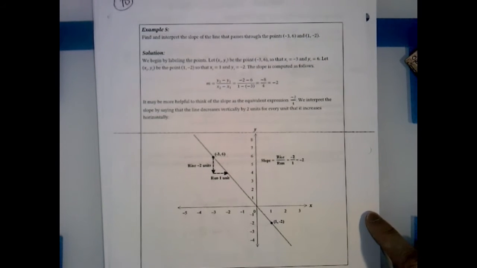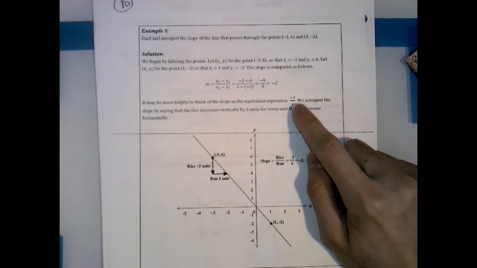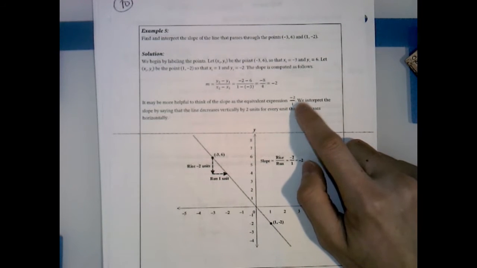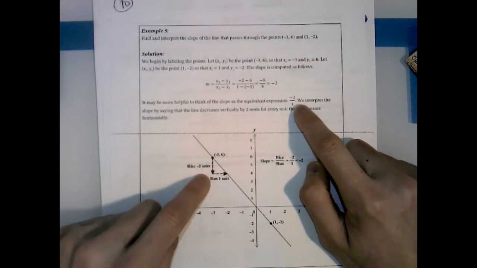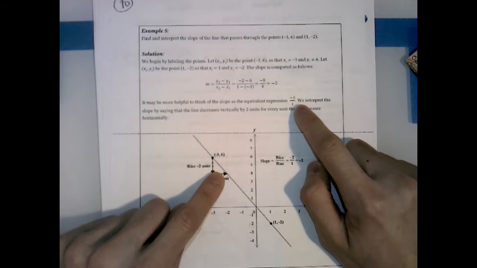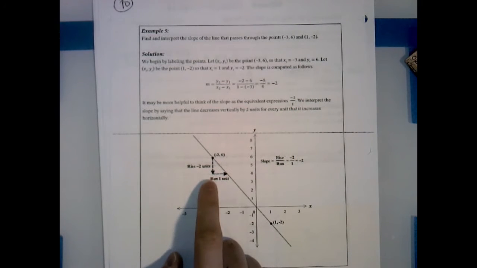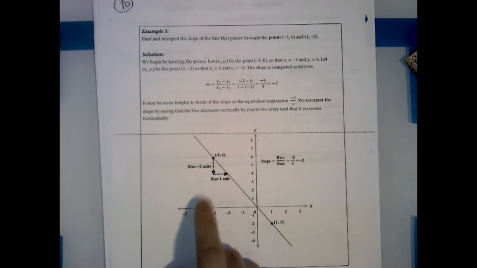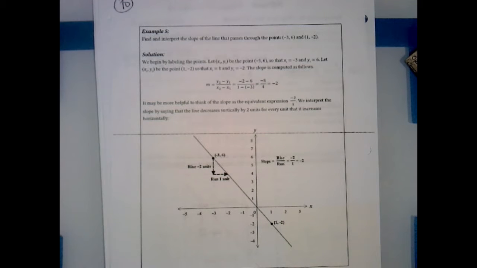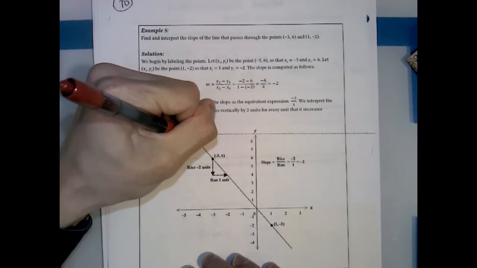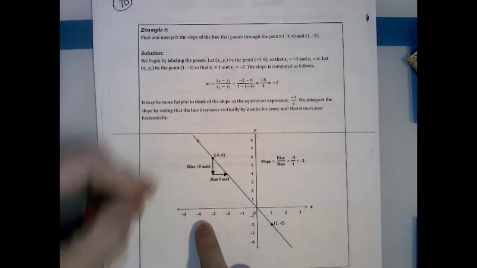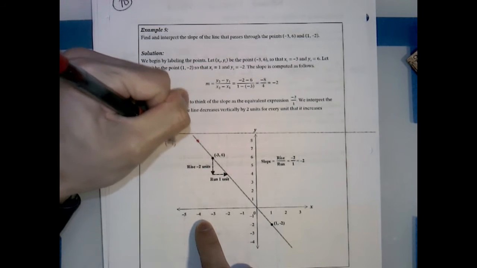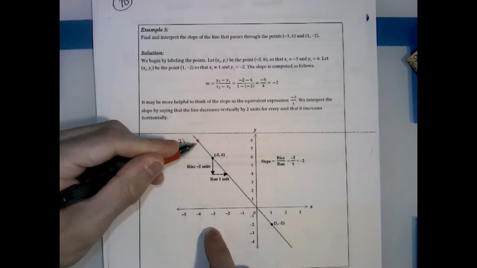So like I did in the previous one, it's helpful if you think of this as -2 divided by 1, and that means that as you go down 2, you have to run over 1. And this works if you take any other points. So for example, if I took this point here, which is a little bit hard to see, this point here is -4, 7.